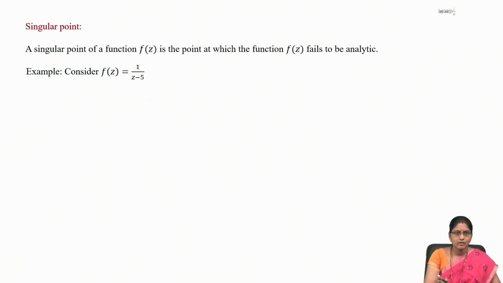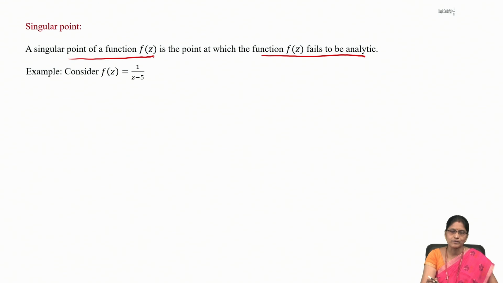Next, we discuss the definition of singular point. What is a singular point? A point at which the function f of z fails to be analytic is called a singular point of the function f of z. So if the given function f of z is not differentiable, that means f of z fails to be analytic, then that point we call a singular point of the function f of z.